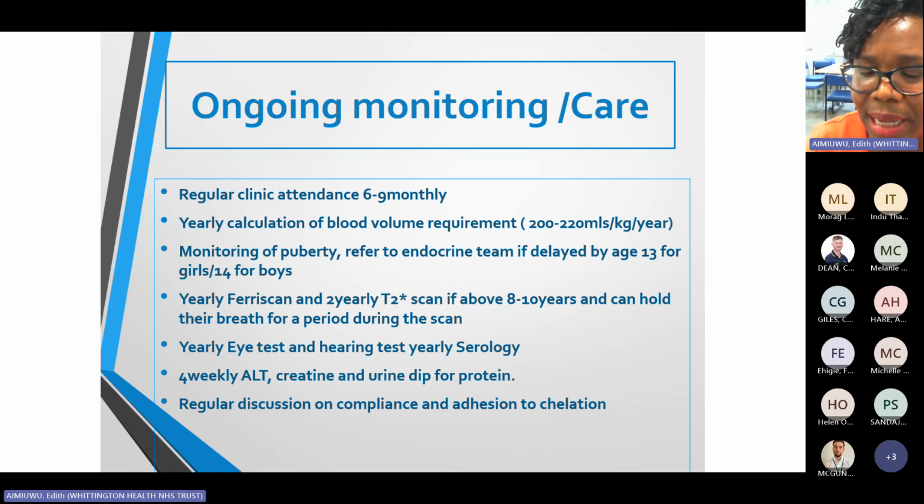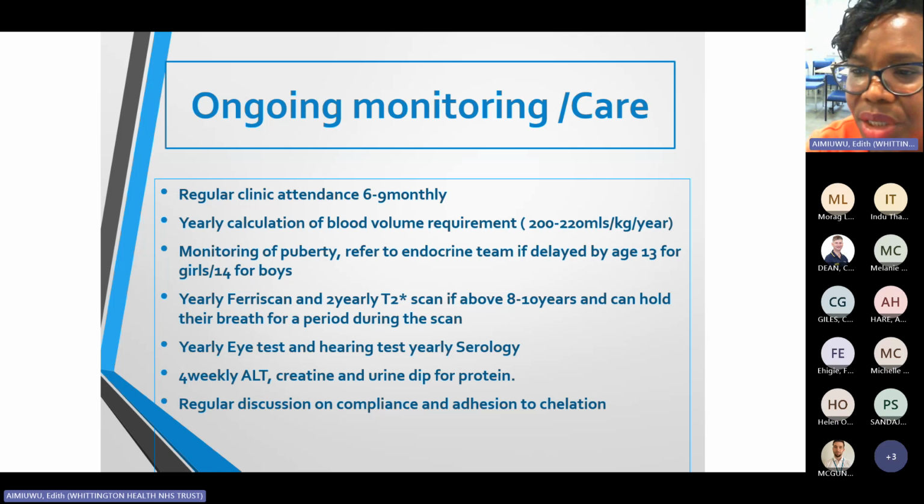The hematologist will calculate the daily iron loading, and compare it and see if we need to review their chelators or not. We do a yearly calculation of blood in our service. Every year we do an annual review where we calculate how much blood they are receiving. If the blood requirement is very high or exceeding 220, then we have to screen. We can screen, then look at their spleen, to ensure that the spleen is not big enough.